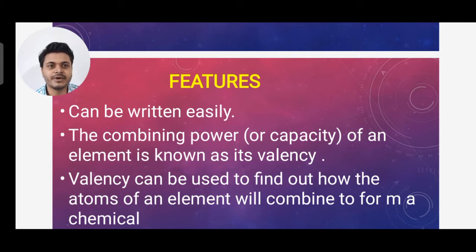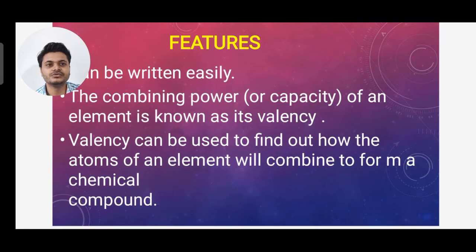The combining power or the capacity of an element is known as its valency. Okay, so the combining power or capacity of an element is known as its valency. Valency can be used to find out how the atoms of an element will combine to form a chemical compound.